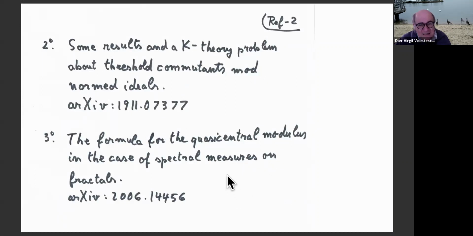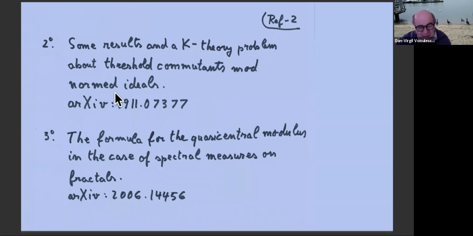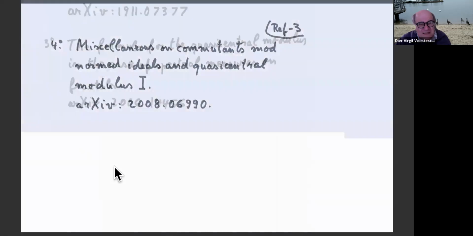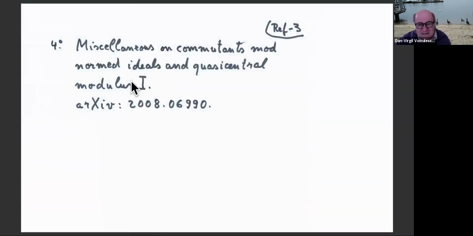And here there are a few preprints. This one is some results on a K-theory problem about threshold commutants and normed ideals. This is where the K1 problem is formulated. This other one, number 3, is the formula for the quasi-central modulus in the fractal case. And here is the stuff with manifolds, with the differential things, and there are also other topics I've discussed in this miscellaneous book.